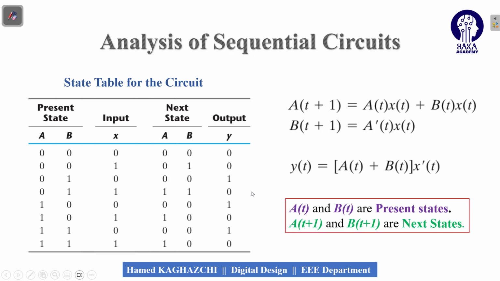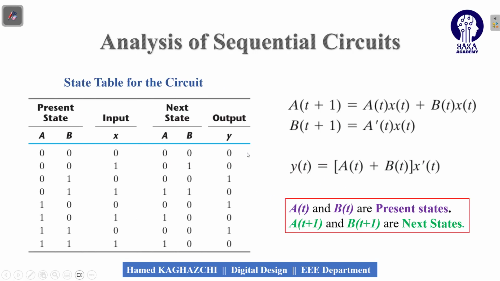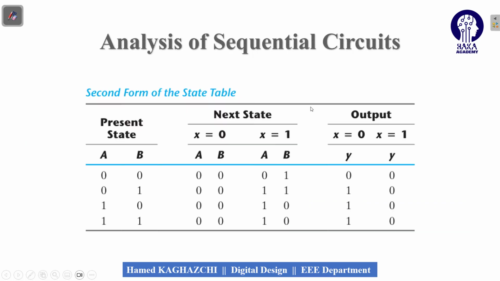Before talking about the other form, again I have written here that AT and BT are the present state, and AT plus 1 and BT plus 1 are the next state. Now you can see that instead of this state table, we can draw this one. Both of them are the same. What is the difference? We just divide the input into two sections.